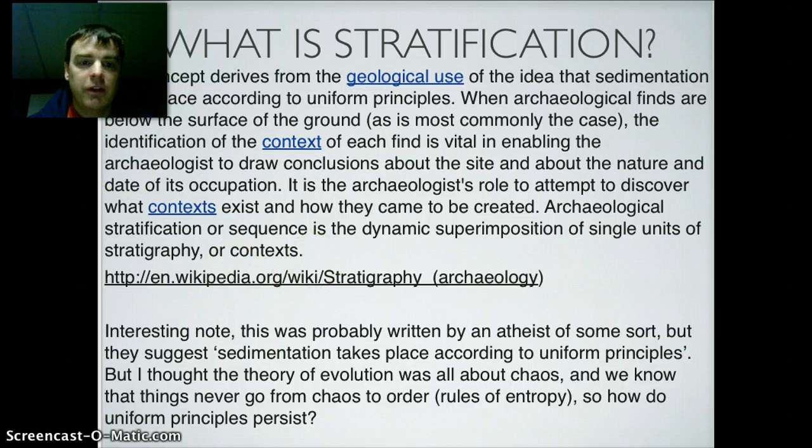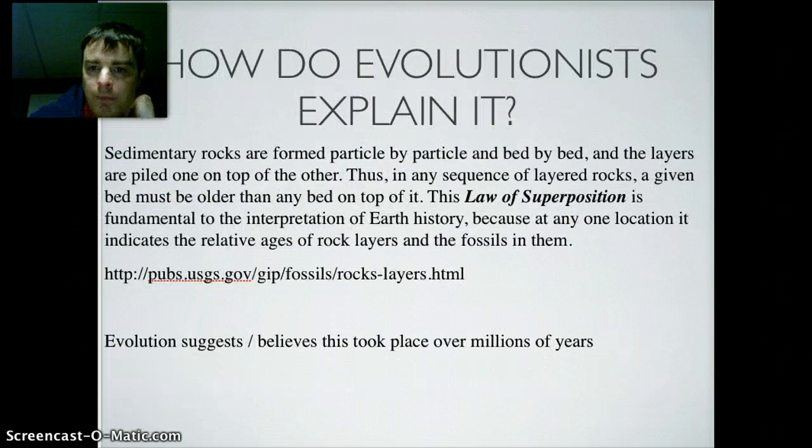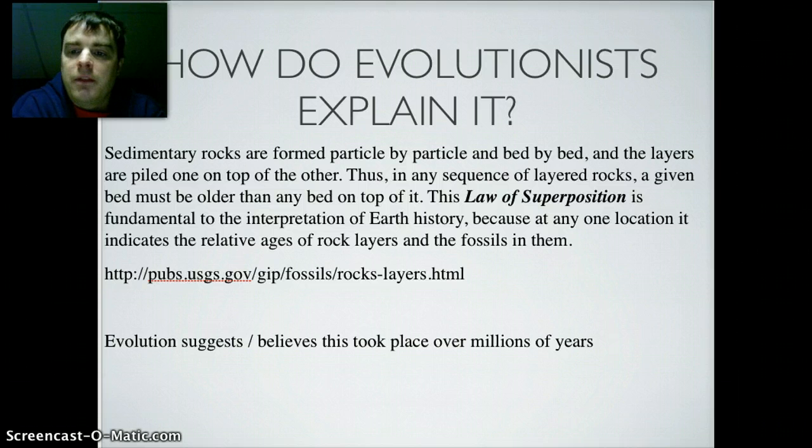Anyways, I wasn't going to get started that quick, but how do evolutionists explain stratification of fossil rock layers? Sedimentary rocks are formed particle by particle and bed by bed, and the layers are piled one on top of the other. Thus, in any sequence of layered rocks, a given bed must be older than any bed on top of it. The law of superimposition is fundamental to the interpretation of Earth's history, because at any one location it indicates the relative ages of rock layers and the fossils in them.